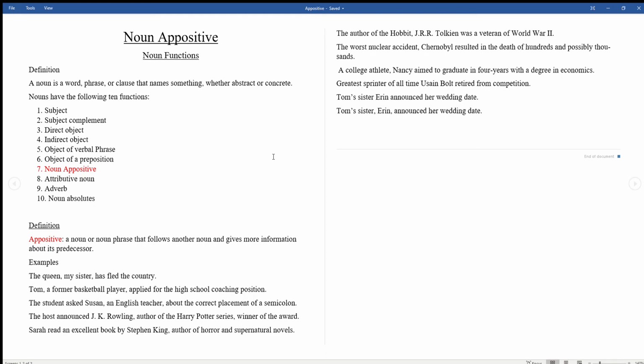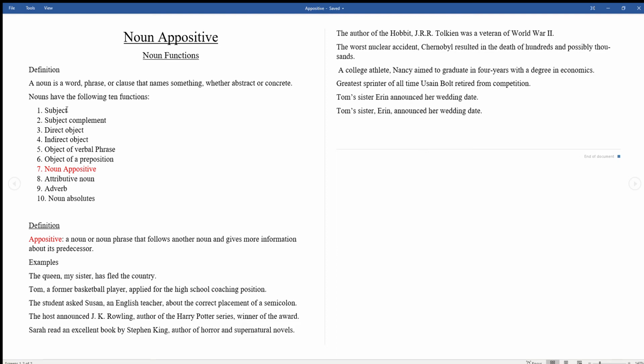Hello. In this video, we'll be talking about noun appositives. It's one of the noun functions, and we'll start by defining a noun. A noun is a word, phrase, or clause that names something, whether abstract or concrete. Right here, we'll have the 10 functions of nouns.